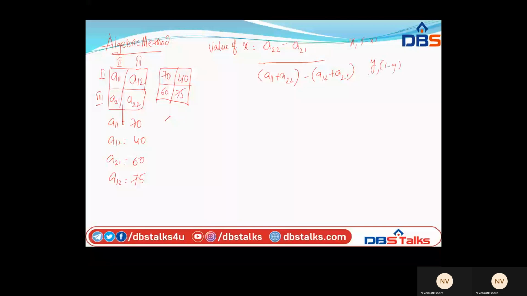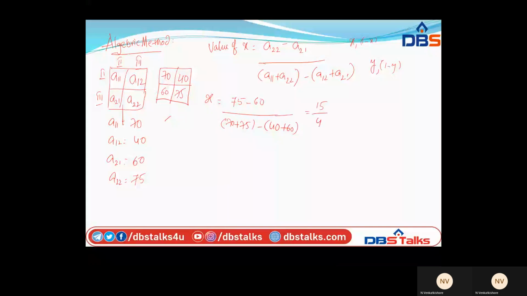What is the x value? A22 minus A21 by A11 plus A22 minus of A12 plus A21. This is a very important formula, try to remember it. Then A22 means 75, A21 means 60, by A11 means 70 plus A22 means 75 minus of 40 plus 60. Solving this, we get 15 by 45. So that is 1 by 3.